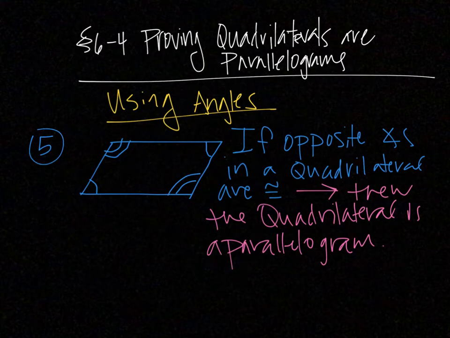So you might end up proving some triangles are congruent, or you might have some parallel lines that you would use. But if we know that the opposite angles in a quadrilateral are congruent, then we can say that the quadrilateral is a parallelogram. And that is both pairs of opposite angles. It can't just be one pair.